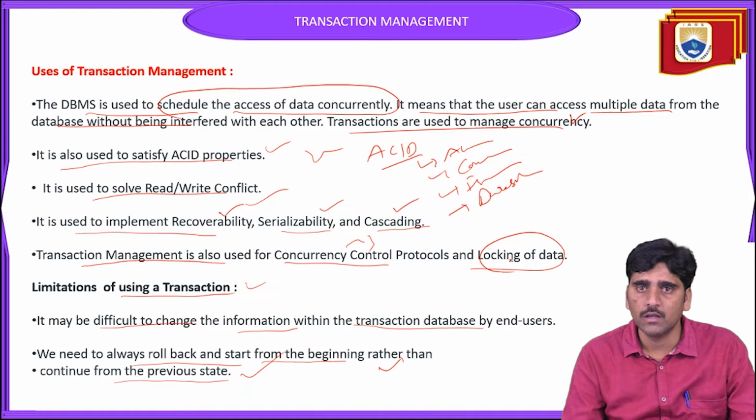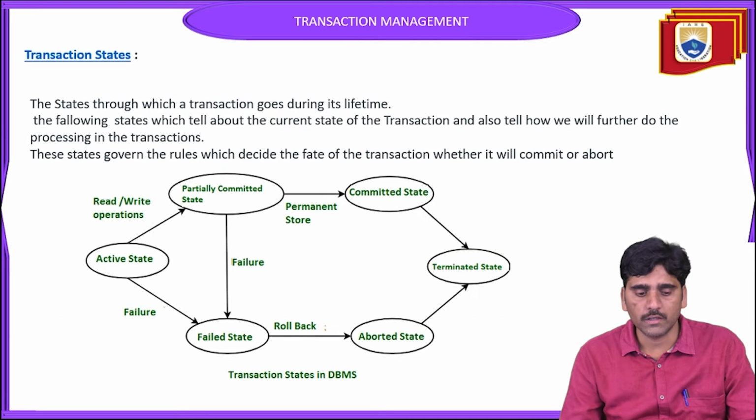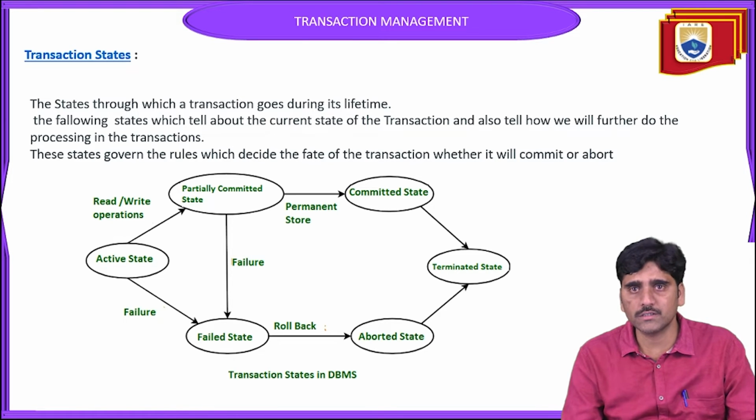So these are some of the uses of transaction management. And the next one, transaction states. Whenever you are performing a transaction from its start to its end, some stages automatically occur, some states. Like in an operating system, the process state diagram. As we started with the process state diagram also.